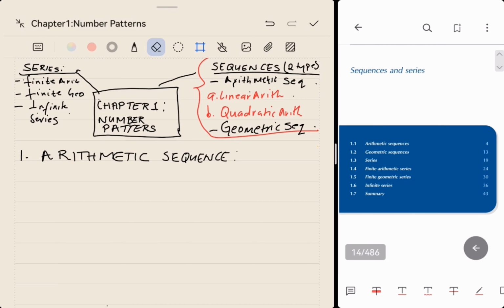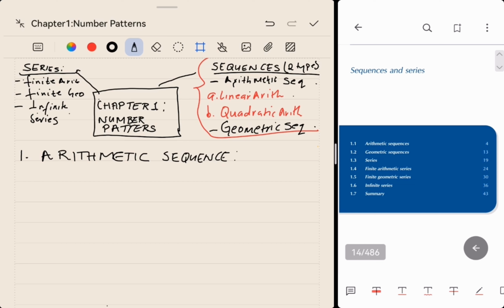Today we are starting chapter 1, which is covering sequences as well as series. So inside sequences we have what we call arithmetic sequences and geometric sequences. And then inside series we have finite arithmetic and then finite geometric series as well as infinite series. And then we are going to start in this video by looking at sequences.